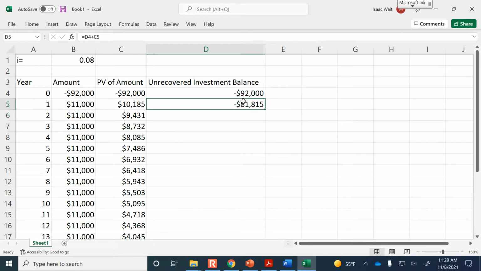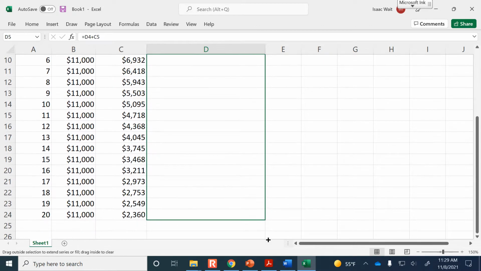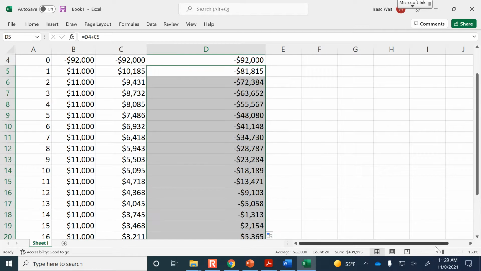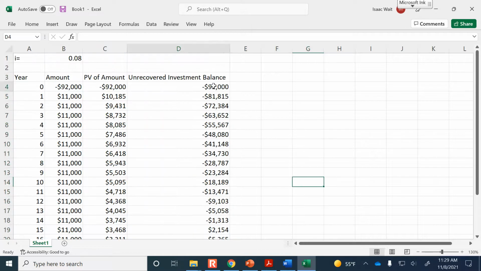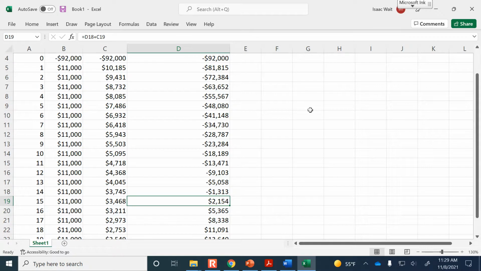So I can just continue this trend downward through the entire time period. What we see is that it crosses over from being negative. So you see the unrecovered investment balance is negative, but getting less negative, and then finally it crosses over to being positive in the 15th year.